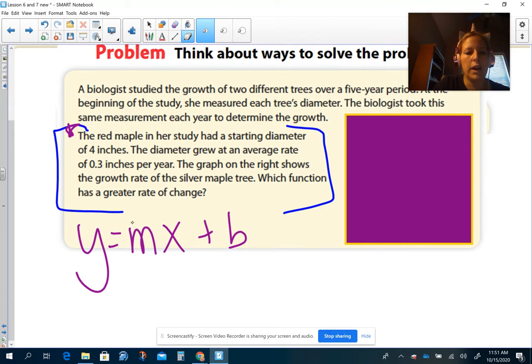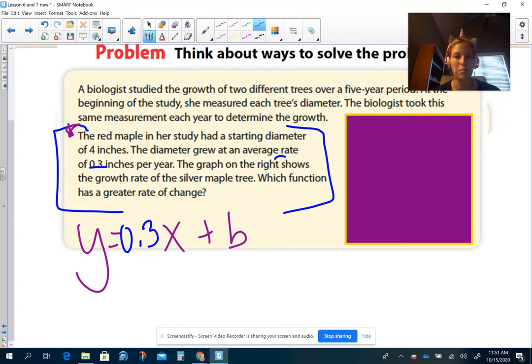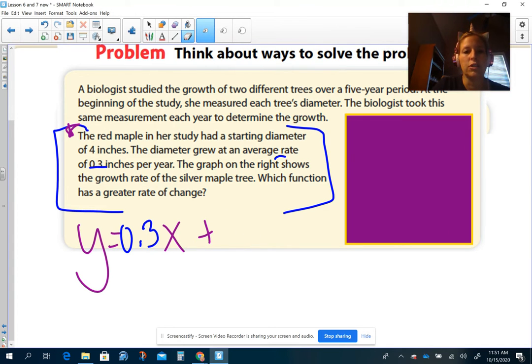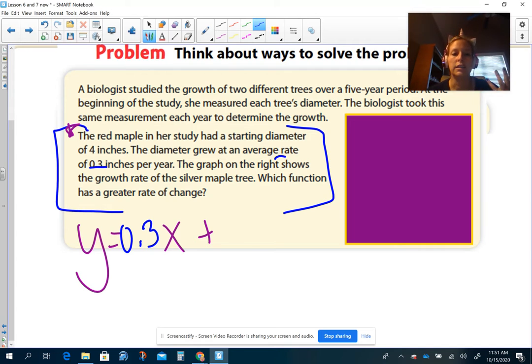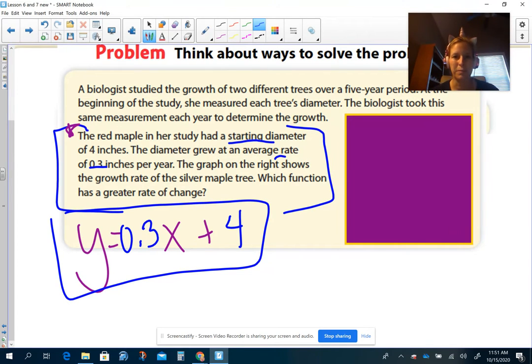So let's go ahead and look at our m and see if we can find our rate of change. Look, here it is. It says an average rate. So did you put that 0.3 by your x? Good. And then your b, which is your initial value, is what you start off with. And it literally says we're starting with a diameter of 4. So double check your equation and see how you did. Hopefully you did really good.